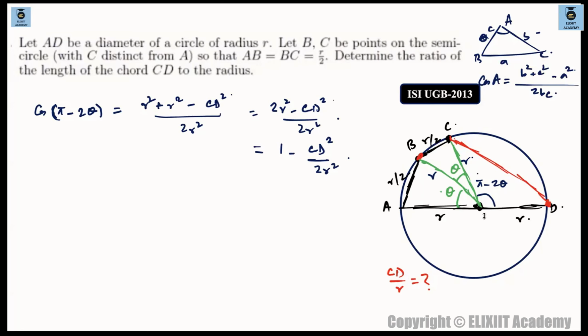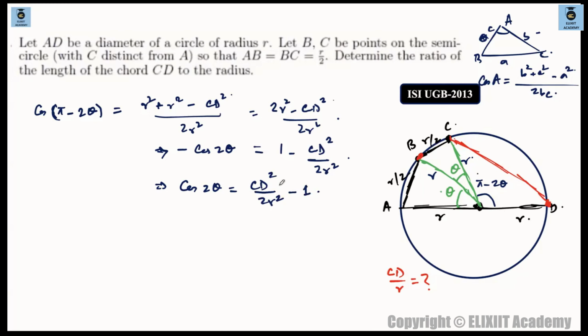So we have just got this. Acha, left hand side cos of pi minus 2 theta. 180 minus theta is how much? Minus of cos 2 theta. Na? So minus of cos 2 theta is this. So cos of 2 theta is cd square divided by 2r square minus 1.